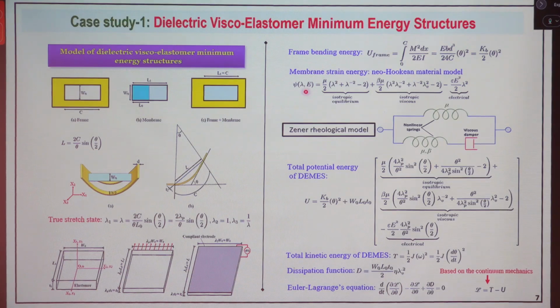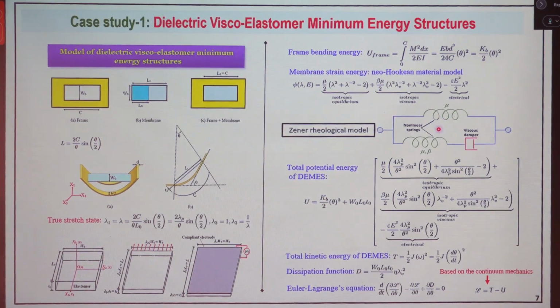Now the energy, if you see, is not going to be a sum of only the simple isotropic equilibrium part. We are considering the viscous part also. In case of the viscous part, a proportionality constant, mu beta, will come. Another thing is we have utilized the Jenner rheological model.